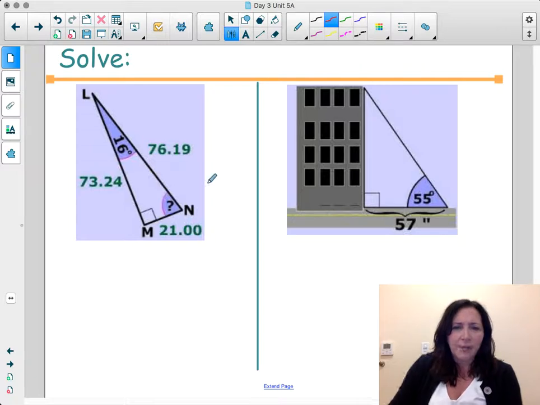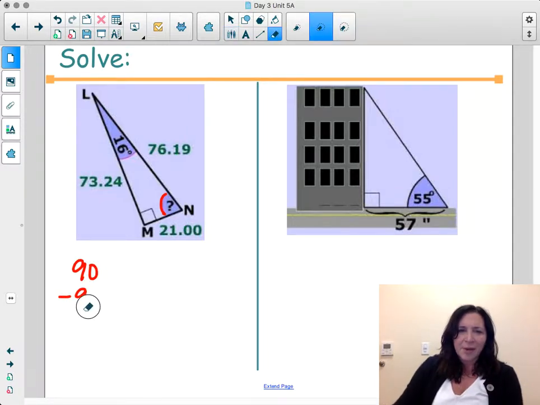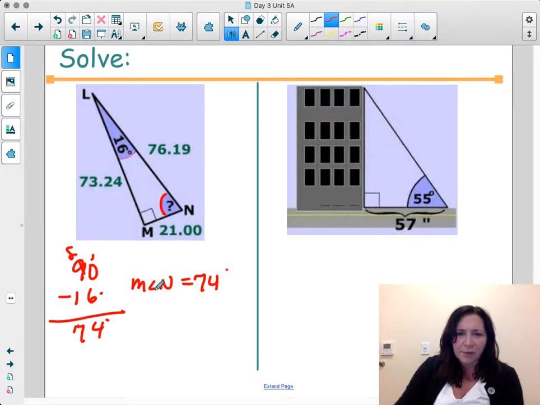So solve this one. This one is actually a trick question. They're just asking you to find n. N is this angle in here. So simply for this one, you're going 90 minus 16 degrees. So what is that? 90 minus 16 is 74 degrees. So the measure of angle n is equal to 74 degrees.